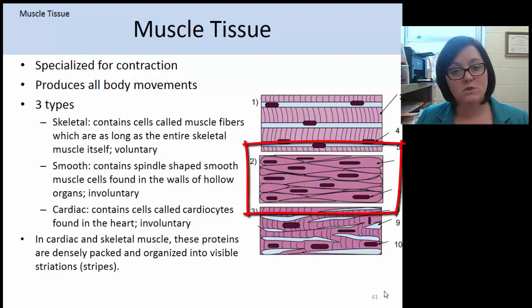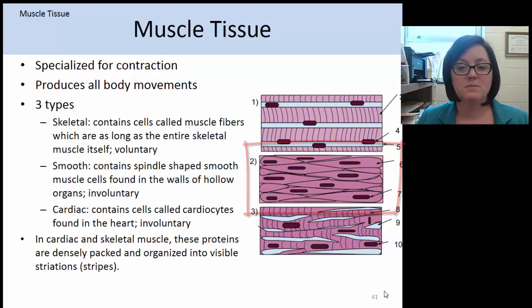Then there's smooth muscle tissue. Smooth muscle tissue contains small spindle-shaped cells. And the smooth muscle tissue is found in the walls of hollow organs, like the wall of our blood vessels, the wall of our intestines, the wall of the esophagus. And the smooth muscle tissue is involuntary. We don't consciously control it, right? We can't consciously make food travel through our intestines.